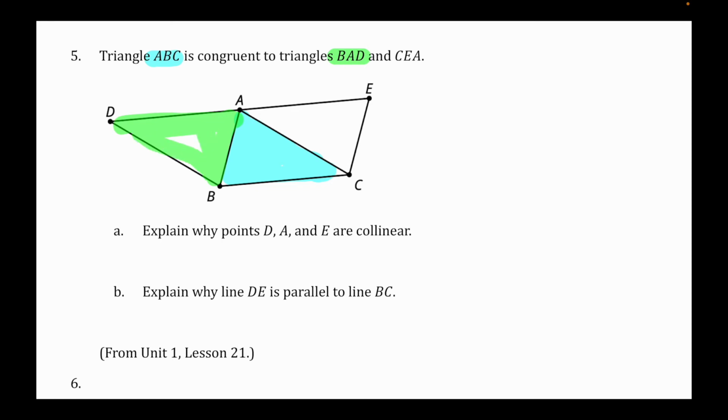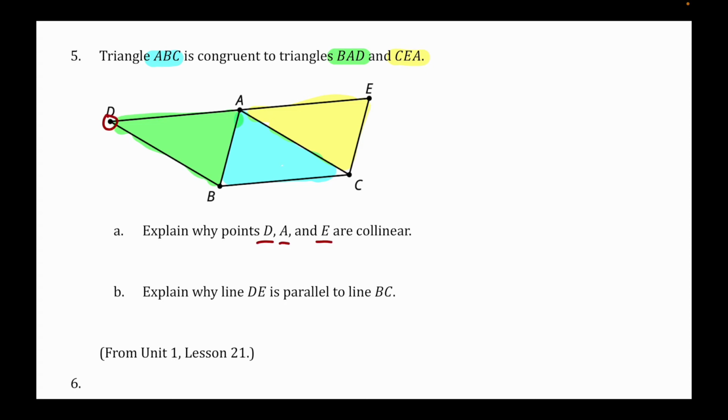We're going to color this in just so I can see it better. And then CEA, that is this one right here. Okay, so these 3 triangles, they're congruent. I need to explain why certain points are collinear. So D, A, and E.